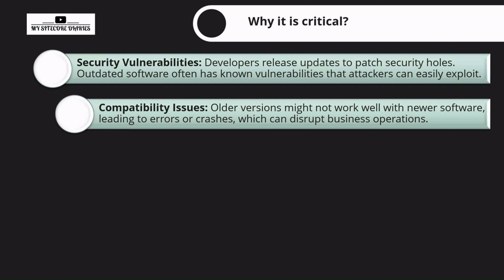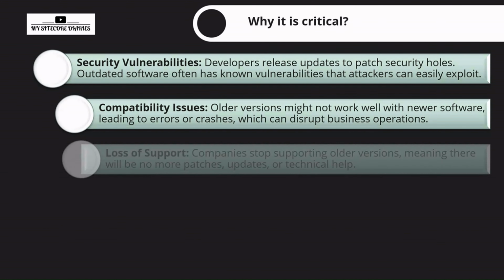Compatibility issues. The older version might not work well with newer software, leading to errors or crashes which can disrupt the business operation. It may not be a security threat, but it's a continuity threat. If you are still on the older version, then the other system may become a new software, new version, that may not be compatible, and that will create a problem.